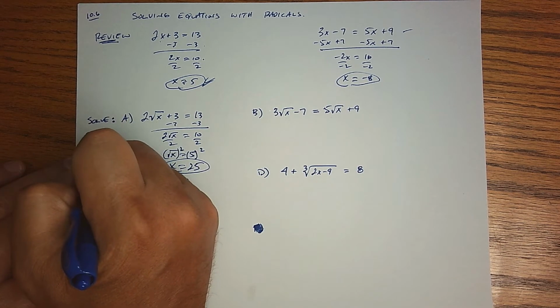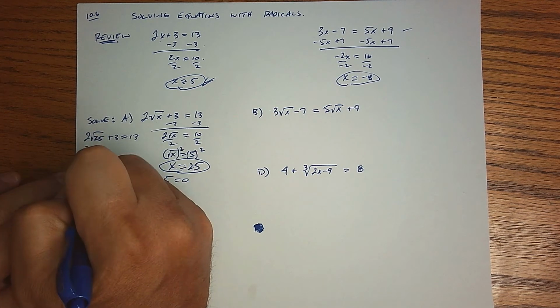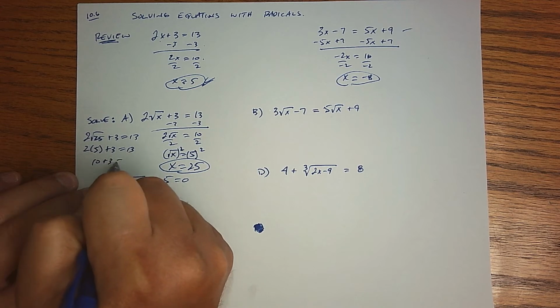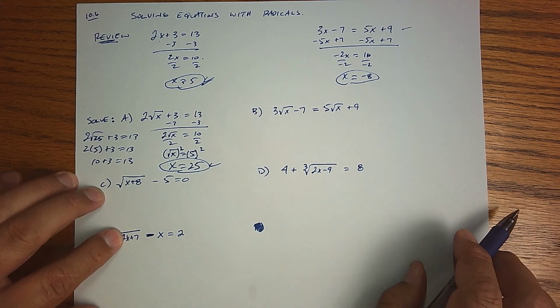And pretty easy to check, right? If I plug 25 into there, we get 2 times 5, and we can see that 10 plus 3 does in fact equal 13. So that is truly the solution.